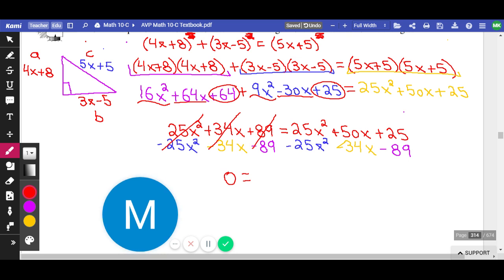On the right-hand side, 25x squared minus 25x squared cancel out. 50x minus 34x equals 16x. And 25 minus 89 equals negative 64. So, okay, good.